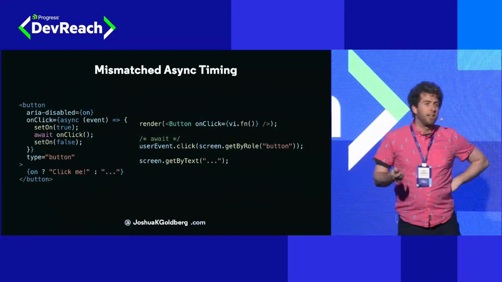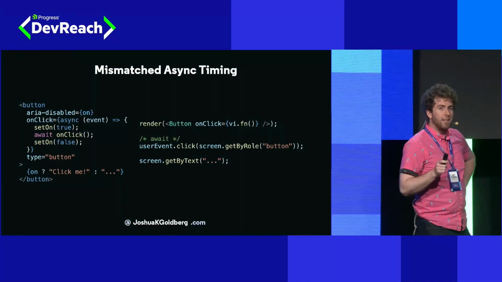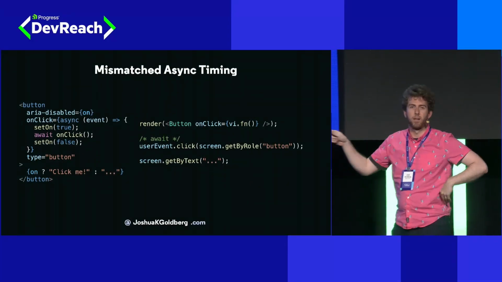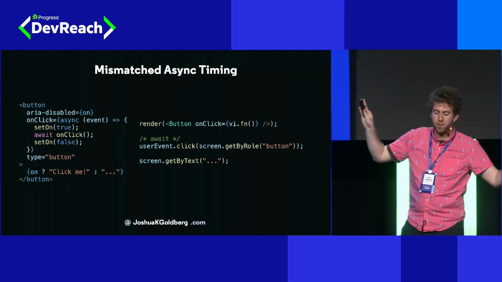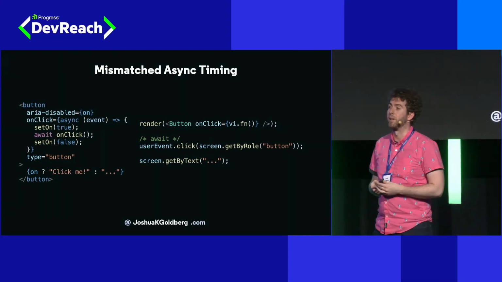Now, let's look at each of those in order. Mismatched async timing. Let's say that your unit test renders the thing, sets it up, whatever you're doing in your code, clicks, and then asserts that there's a particular text on screen.